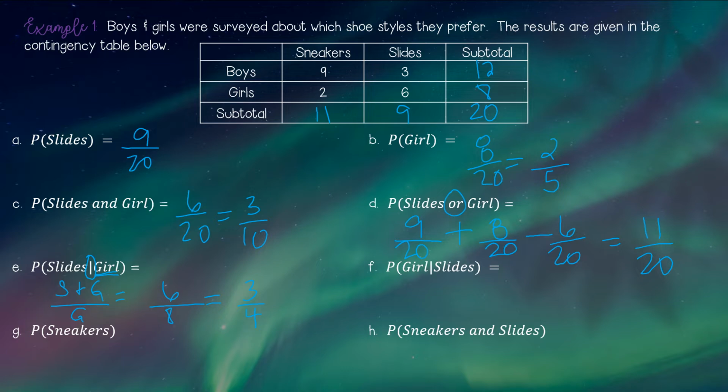Whereas F says find the probability that it's a girl given that they like slides. So this time we're looking for girl and slides, but this time over slides. So there's still 6 girls who like slides, but out of 9 people, because there are 9 people who prefer slides. So again, that second thing is going to be your denominator. So 6 out of 9 is 2/3. Probability of sneakers, just plain old sneakers, there's 11 total out of 20, doesn't simplify. And the probability of sneakers and slides, well, there's nobody who fits into both of those categories, so that would be 0.